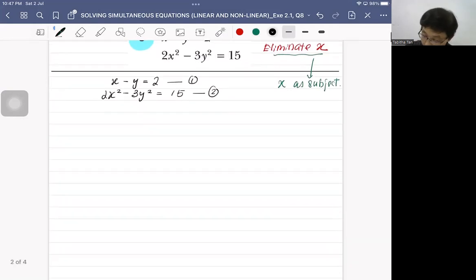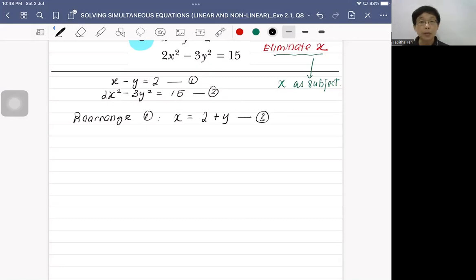So here we go. I'm going to communicate to the examiner: we're going to rearrange equation 1. As we have strategized, we're going to make x the subject. Therefore, we're going to add y onto both sides. That will lead us to x equals 2 plus y, and we will name this equation number 3.